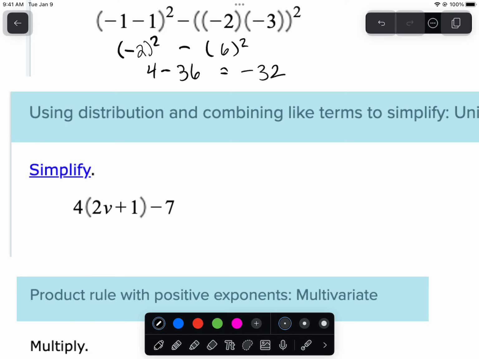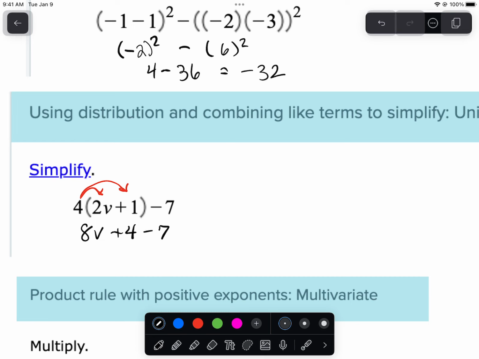Anybody remember the distributive property? Yes, can you tell me what we need to do as our first step for this problem? We need to multiply the 4 with the 2 and then multiply the 4 with the 1. Exactly. So we're going to take that 4, we're going to distribute it. It is going to multiply by each of the terms that are inside that parenthesis. If there were more than 2 terms, we would do it to everything. So let's multiply that in. We're going to get 8v plus 4 minus 7.